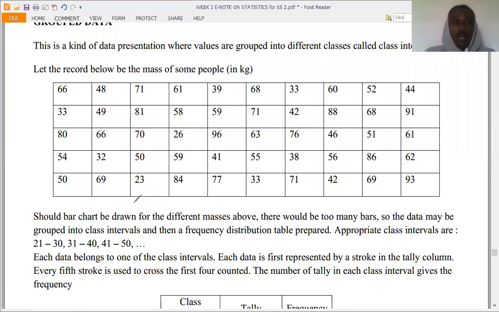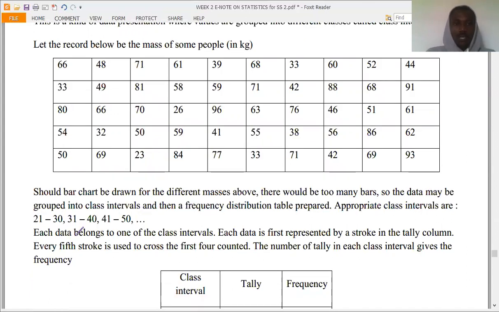Now, should bar charts be drawn for the different masses above, there would be too many bars. So the data may be grouped into class intervals and then a frequency distribution table prepared. Appropriate class intervals are 21 to 30, 31 to 40, 41 to 50, and so on. So each data belongs to one of the class intervals. Each data is first represented by a stroke in a tally column. Every fifth stroke is used to cross the first four counted. The number of tally in each class interval gives the frequency.